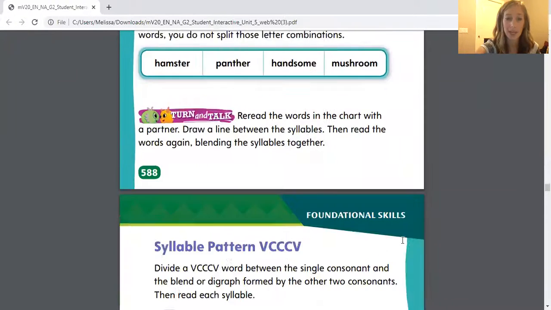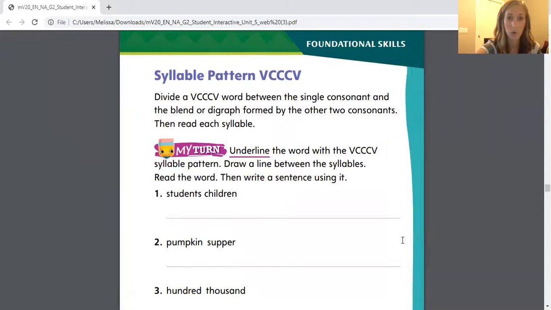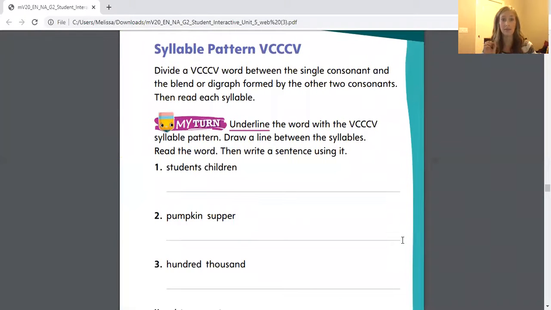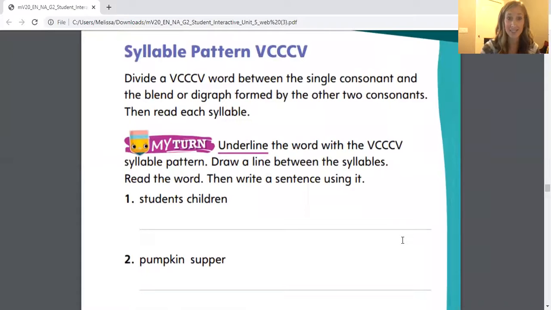We're going to move on to page 589. It's more practice with these VCCCV words. It says to divide a VCCCV word between the single consonant and the blend or digraph formed by the other 2 consonants. Then read each syllable. Okay, so for my turn, your job is to underline the word with this syllable pattern and then draw a line between the syllables. Read the word and then write it in a sentence. So we're going to do some of this together, but you need to do the sentences on your own.